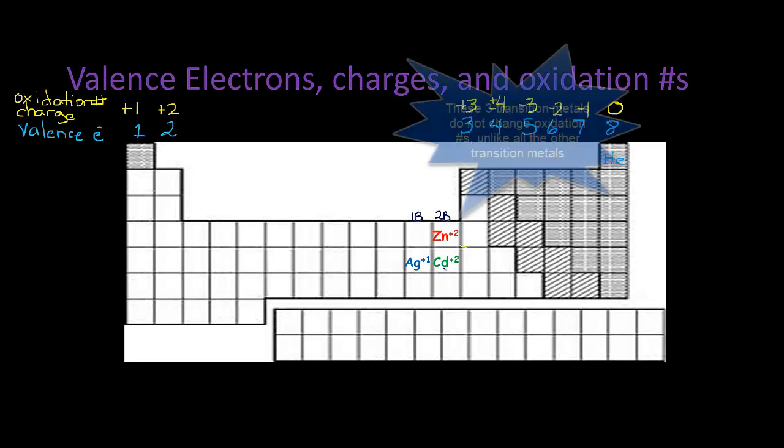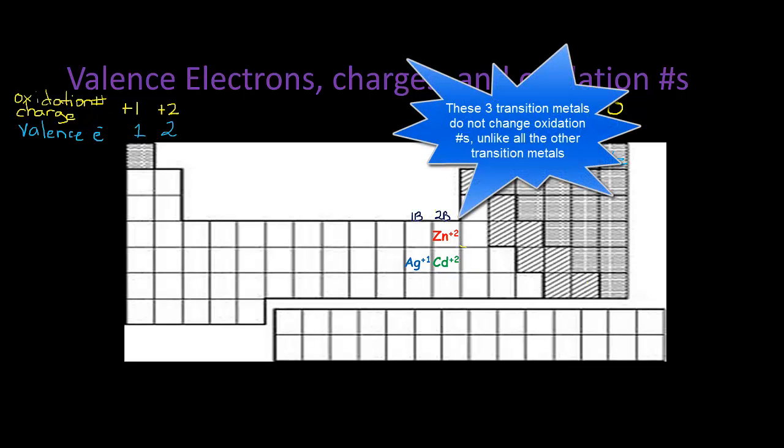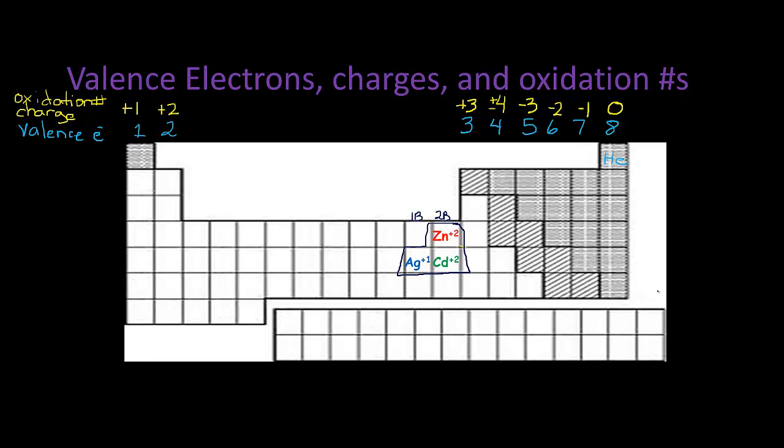Zinc and cadmium always have a +2 charge. It is in group 2B, so you can remember it that way. These three elements are the only ones that do not change in their oxidation numbers. All the others change.